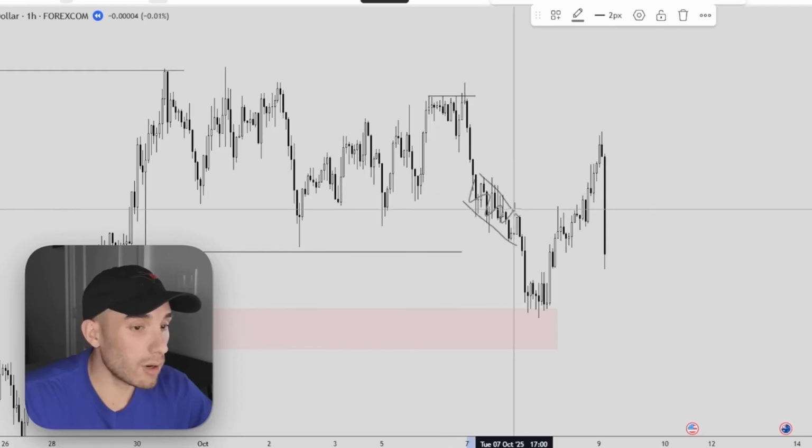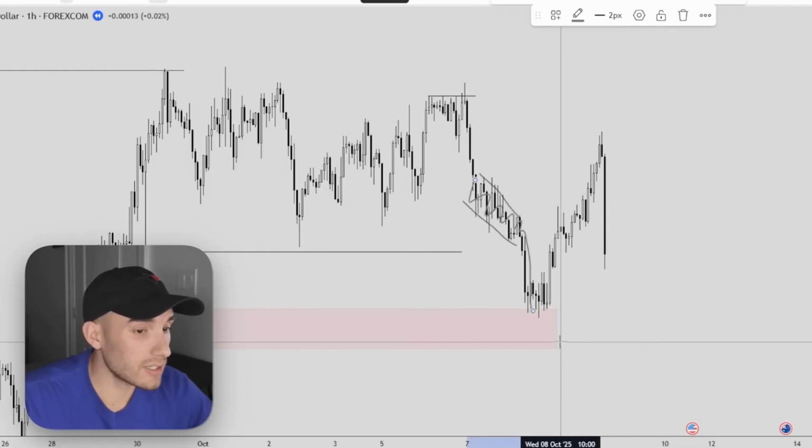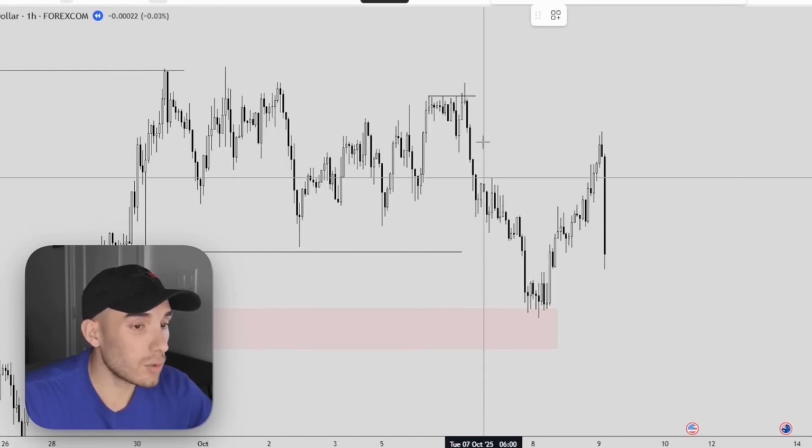Sellers entering the market in this kind of price action. Then we get that sell off to the downside. That tells me we're going to have liquidity where? Above this high. And look what the market does.